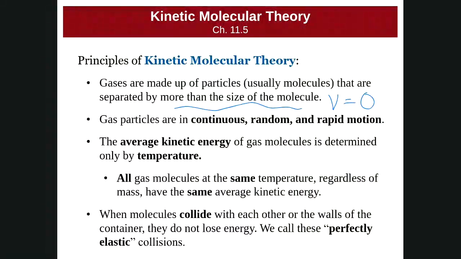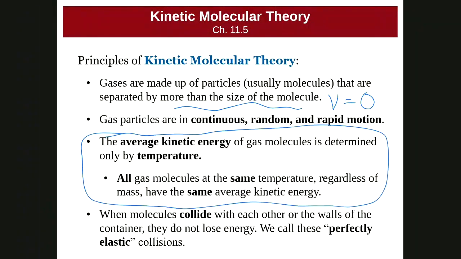So that is the second tenet, or the second idea represented in kinetic molecular theory. The one that we're going to talk about the most here is that the average kinetic energy of gas molecules is determined by temperature, only by temperature. So there are no other variables that determine the average kinetic energy of gas molecules. You might think, oh, that's weird, because we learned that kinetic energy is equal to 1/2 mass times velocity squared. And we're going to learn a lot more about this equation today.